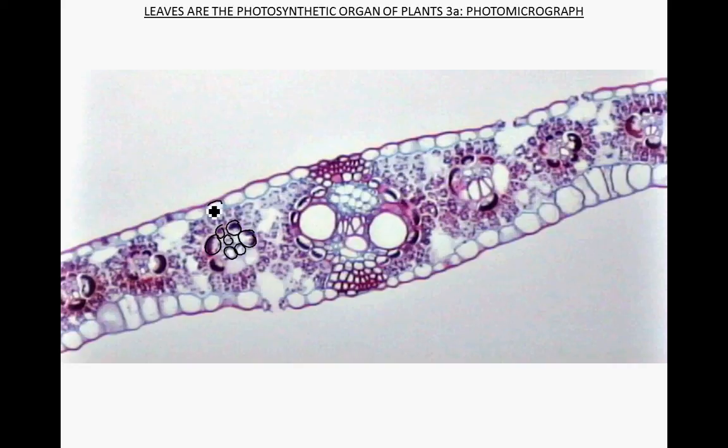This would be your upper epidermis. You can see the waxy cuticle right here. Here's a lower epidermal cell here. There's the waxy cuticle. Here's a guard cell. There's a guard cell. The gap is a stoma.